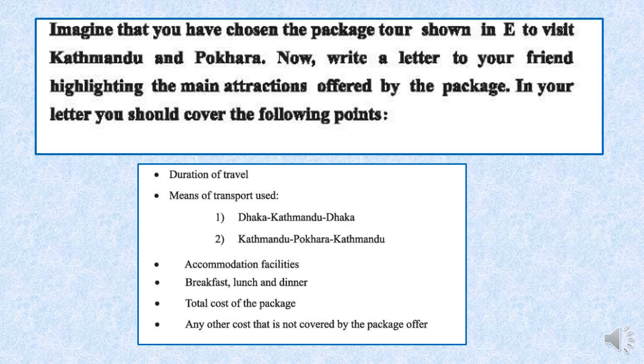Dear students, as we have finished the true-false activity, we are now at the end of today's class. Now we have a writing activity to complete. Imagine that you have chosen the package tour to visit Kathmandu and Pokhara. Now write a letter to your friend highlighting the main attractions offered by the package. In your letter, you should cover the following points: the duration of travel, means of transport used, accommodation facilities, breakfast, lunch and dinner, total cost of the package, and any other cost that is not covered by the package offer. And dear students, it is your homework for today's class.